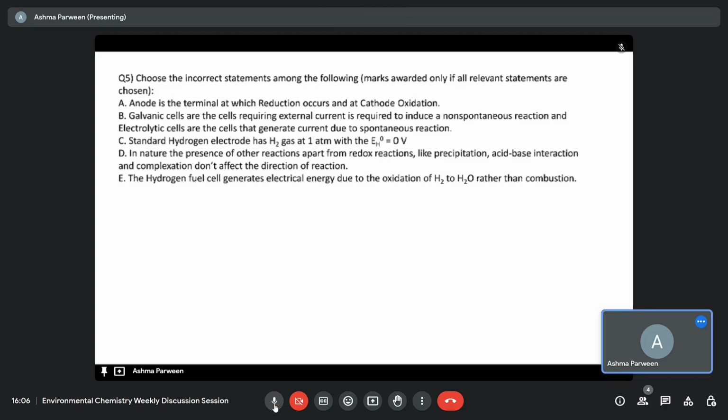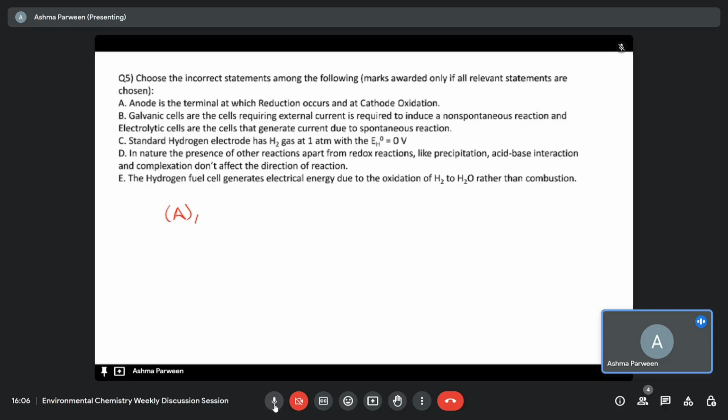Okay, let's see which of the statements are incorrect. First one is anode is the terminal at which reduction occurs and at cathode oxidation occurs. This is not correct because at anode oxidation occurs and at cathode reduction occurs. So A is not correct. We have to mark the incorrect option, so A.